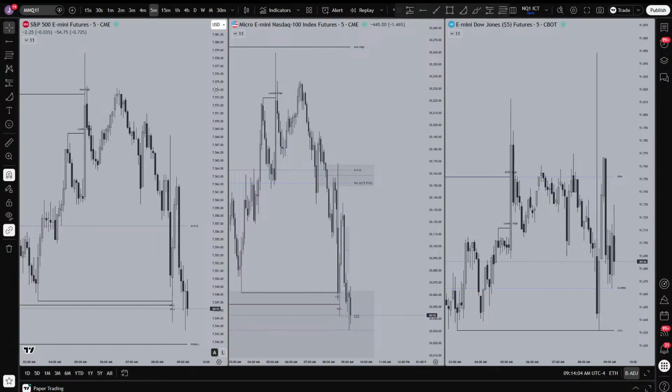Bro, that monthly that I marked out and the CISD, it ticked the CISD and only came above it by 300 points. So 0.3%. It wicked past the CISD on the monthly, and now it's down 26% from that CISD. Wait, hold on. I'm checking your screen. Oh, this is Bitcoin? Yeah, let me get rid of some of this.